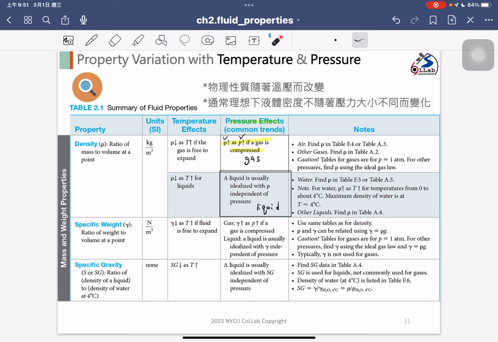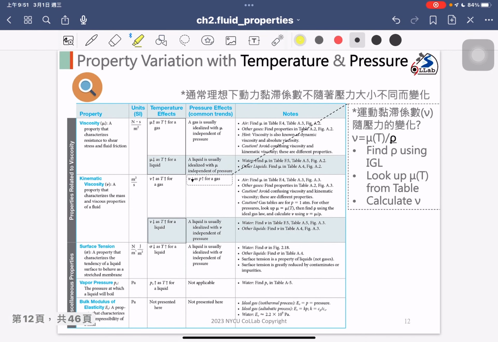And then in the following, you should take a look at the specific weight here. They are the same properties. So we are not going into detail on the following 2 parameters, the specific weight and the specific gravity. You can figure them out by yourself. Okay, so the next slide just summarizes different properties with a different response to the temperature and the pressure.